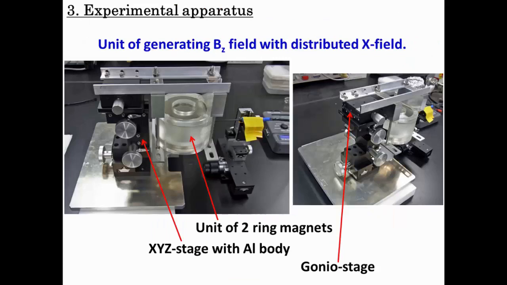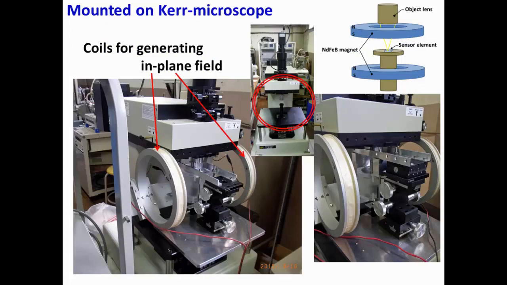This is the consolidated one. This is the ring coil magnet unit, which is moved by an XY stage and also a gonio stage. It compensates the Z directional angle. And this is mounted on the Kerr-microscope.